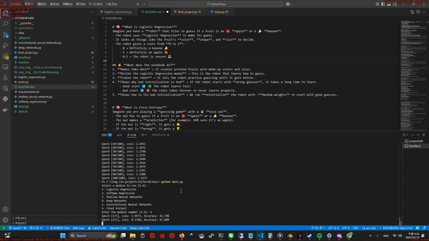Now let's solve XOR with a neural network. XOR is a tricky problem where the answer is yes when the inputs are different and no when they're the same. Basic networks struggle with this, but adding a hidden layer helps them solve it.